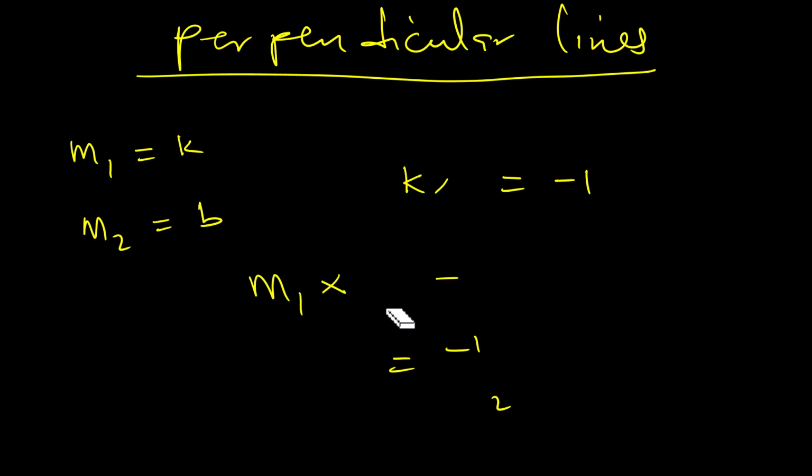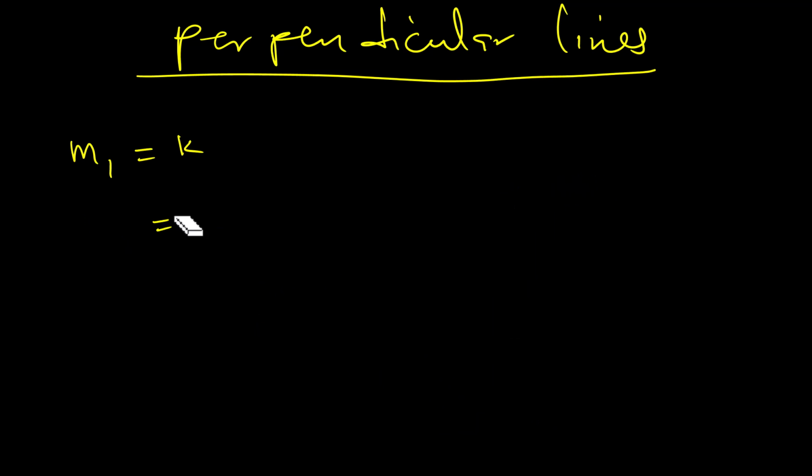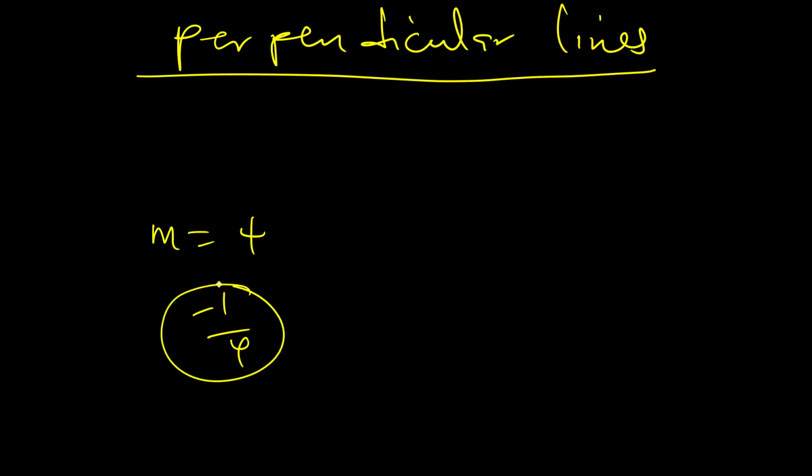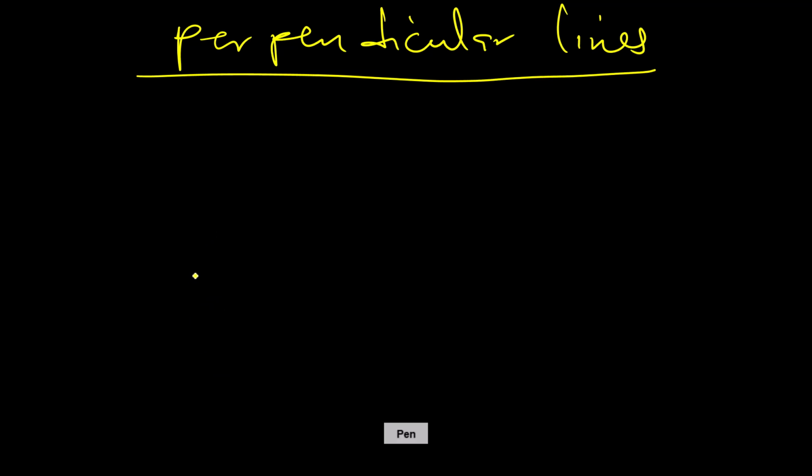And under equation of a line, anytime you hear perpendicular, it means the slope you find must be the negative reciprocal of your result. Let's assume the gradient is 4. So if it is perpendicular, it will be negative 1 over 4. All right, so we are going to solve examples.